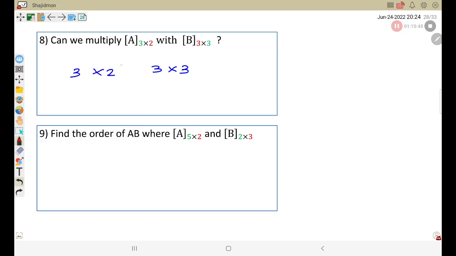Is it possible? No. Because here it is 2 and here it is 3. These two numbers are not the same here. They should be the same, then only we can multiply. Correct? So we can write the answer: No.